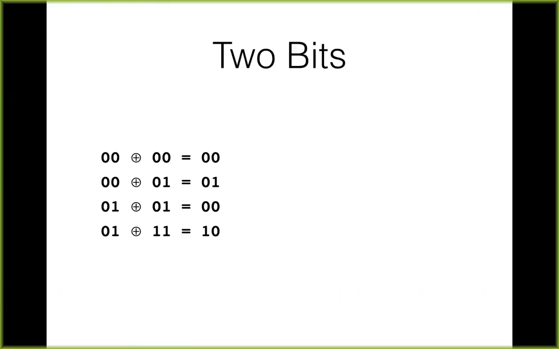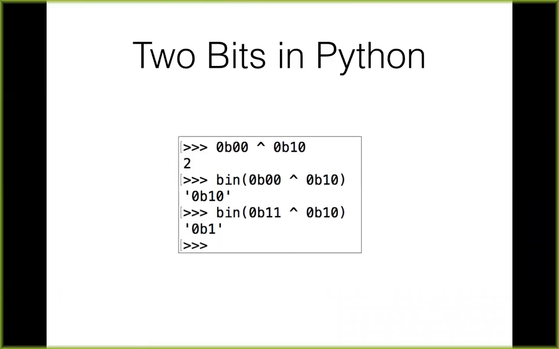01 XOR 11 is 10, because these 2 bits are different, the 0 and the 1 giving you 1, and the second bit, 1 and 1, are the same. So it's just more bits. You just do the bits one by one. And you don't have to worry about carrying or anything like you do with addition and subtraction. You just process the bits one by one. And you can do that in Python, and it's worth knowing how it looks.